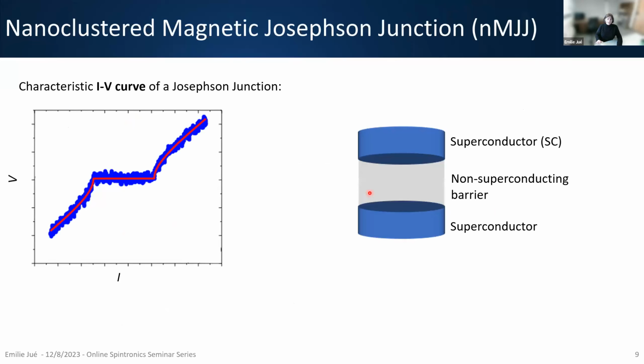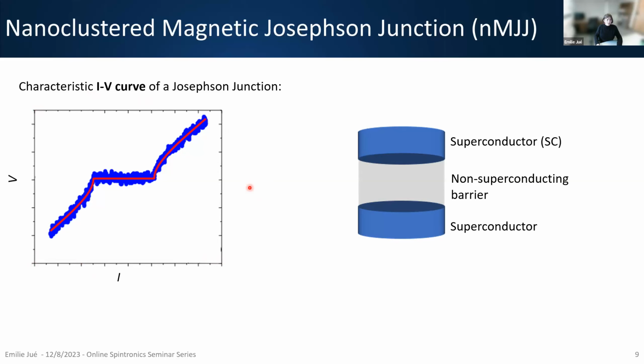So before we dive into the magnetic aspect of the device, let me tell you a few basic properties that we need to know about a Josephson junction. A Josephson junction is a device that consists of 2 superconducting layers separated by a non-superconducting barrier. This device is typically characterized by its IV curve, which describes the voltage measured through the device as a function of the current applied through the device. We're going to see several of these curves in this presentation, so I wanted to take a moment to explain them.